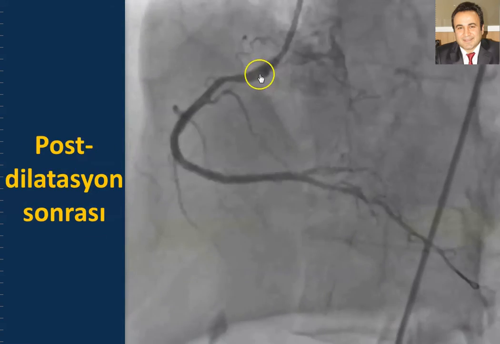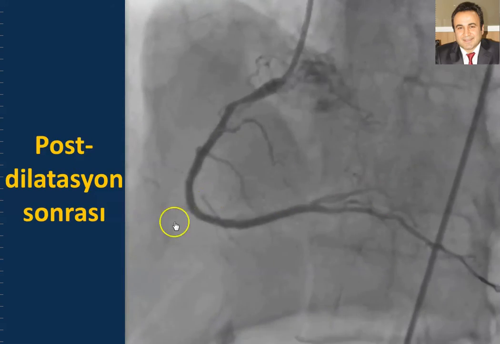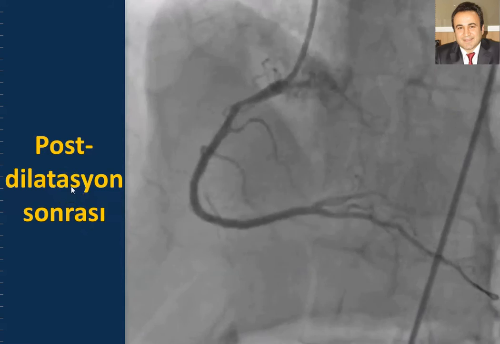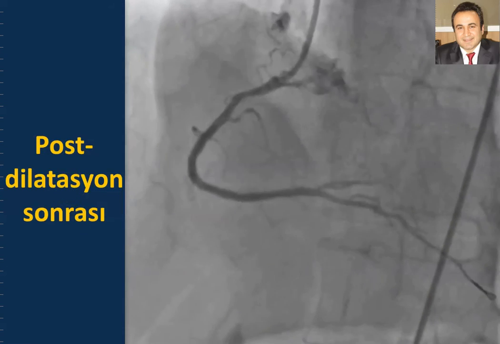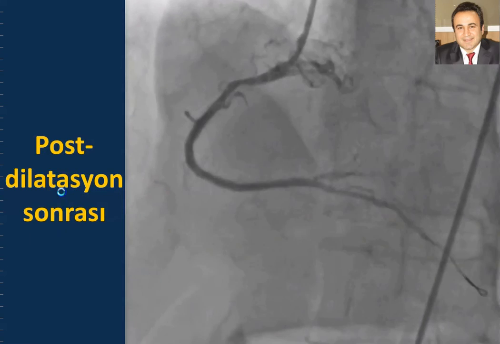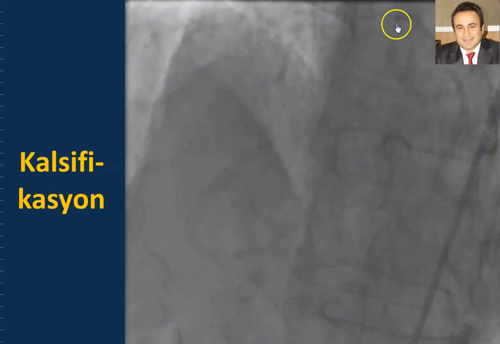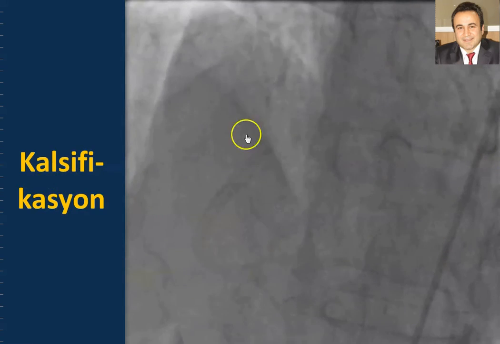And this is the final picture of the RCA after post-dilatation with a 2.75 mm balloon. You can see calcification and the stent. This picture is like a heart growing. You see the extension of the calcification. This is the end of my slides.